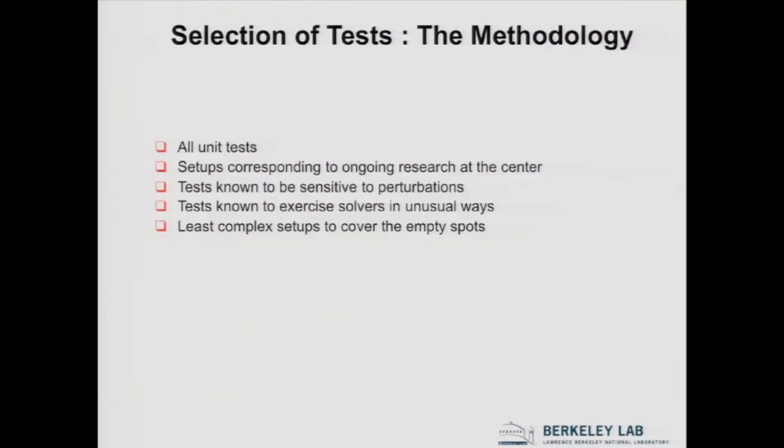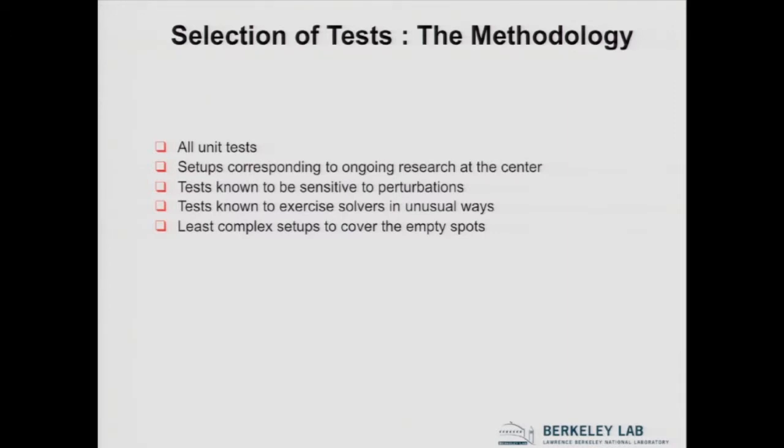The unit tests are almost always the cheapest, and of course they need to happen because that's the only way of checking an individual component thoroughly itself. So we pick all the unit tests first. The next set of tests that we pick up are the setups that are covering the ongoing research within the center, and we fill the matrix with the corresponding coverage provided to the code.